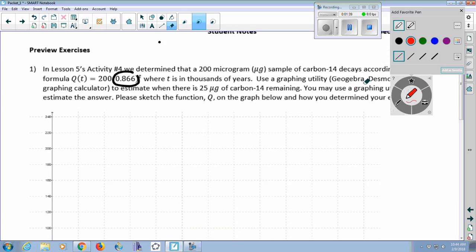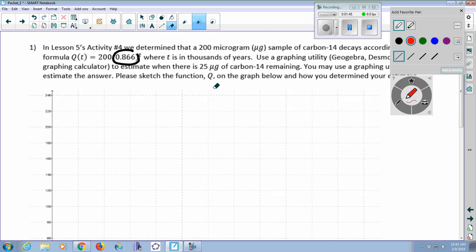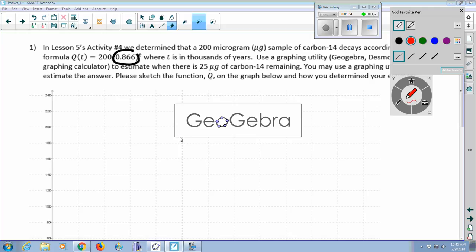We have 200 micrograms, and I asked you to use some type of graphing utility, which you could have just thrown in your graphing calculator or right into GeoGebra, to estimate when 25 micrograms of this would be left. So let's just throw this right into GeoGebra for a minute and take a quick peek at it, and then we'll estimate from the graph.